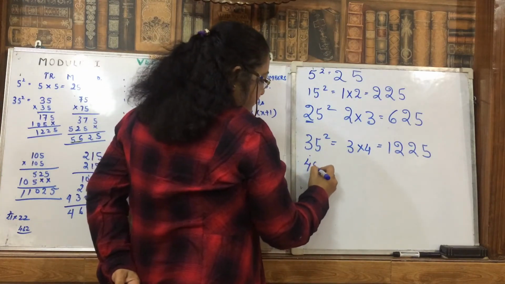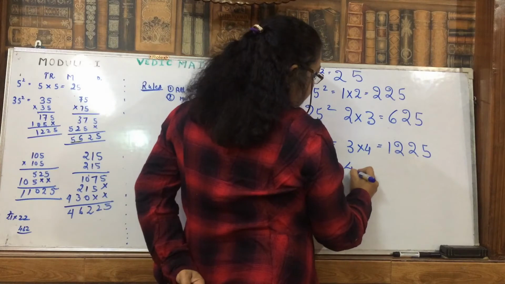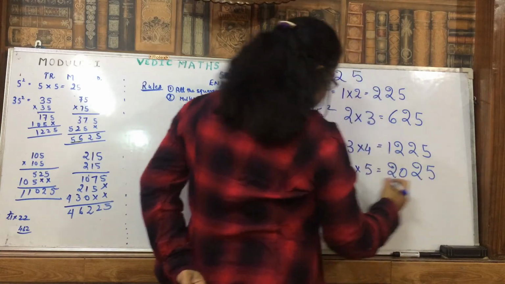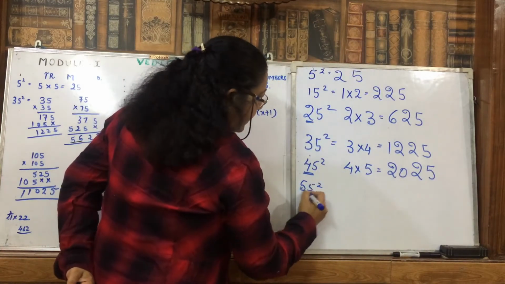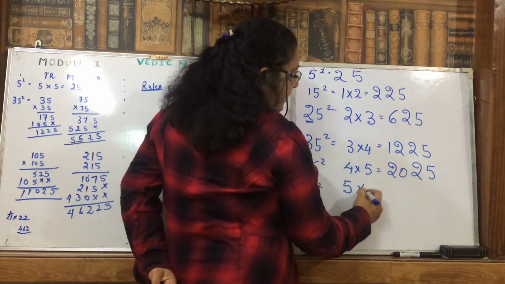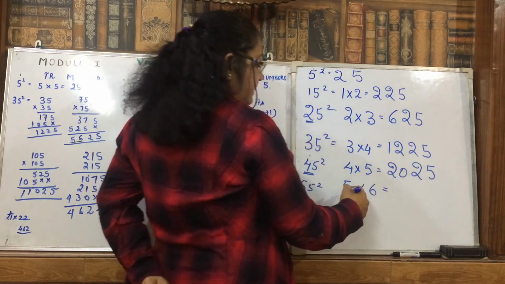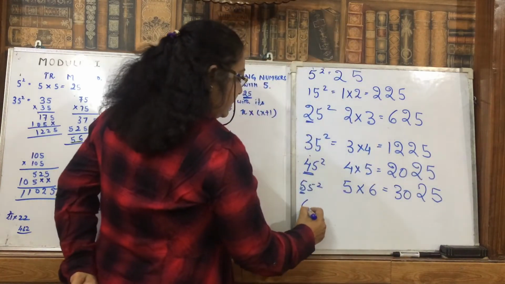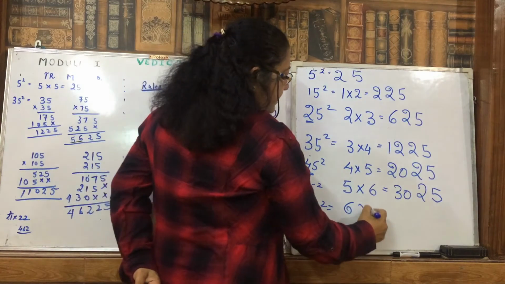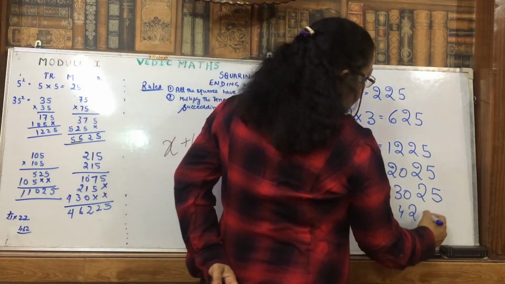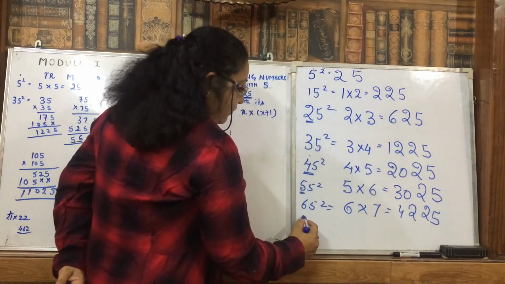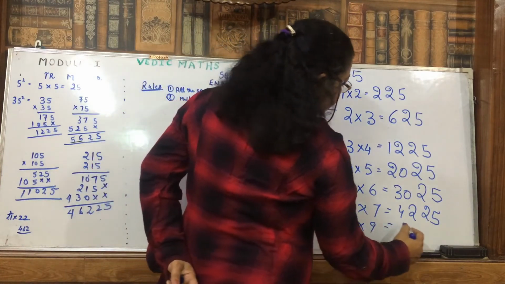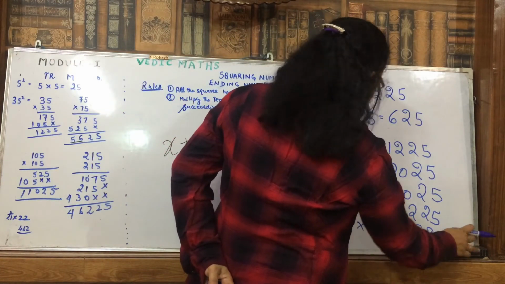Next is 45 square: take the number 4, multiply with the succeeding number, 4 5s are 20, and your answer becomes 2025. Let's take 55 square. The number in the tens place is 5, multiply with the one succeeding it, 5 6s are 30, and the answer is 3025. Let's take 65 square, 6 into 7 becomes 42 and your answer is 4225. And now 85 square, 8 9s are 72 and your answer is 7225.